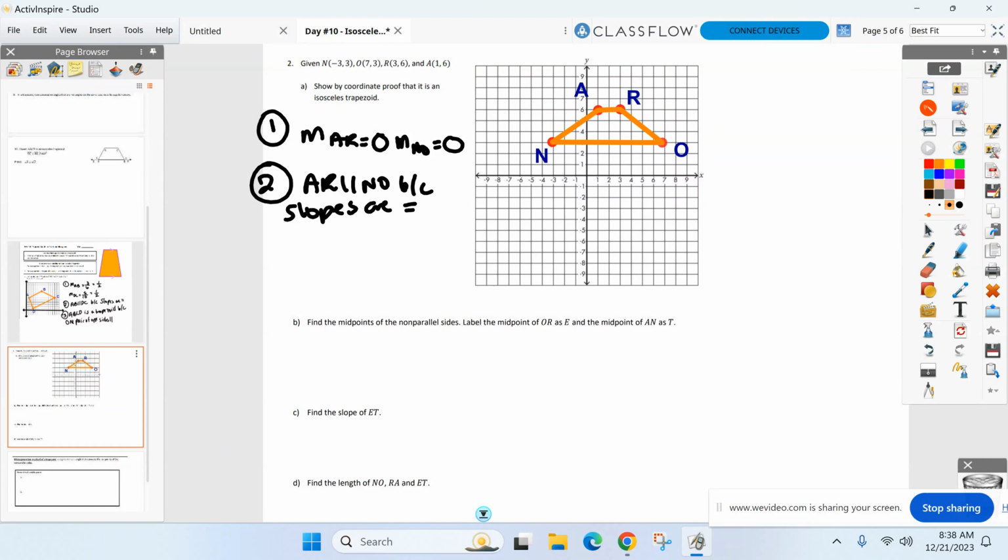I need isosceles, so this is where the extra step comes in. Now I have to show you the non-parallel sides are going to be congruent. And now I need what formula? Distance formula. All right, so there's the extra step to show it's isosceles. Now in step 3, distance, show me the distance formula for AN, and then show me the distance formula for RO. And we hope that they come out to be the same. So take your time here now.